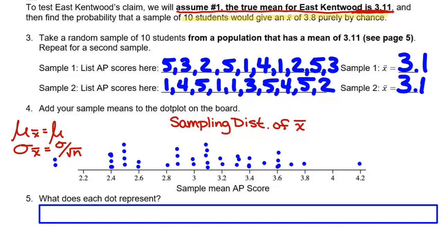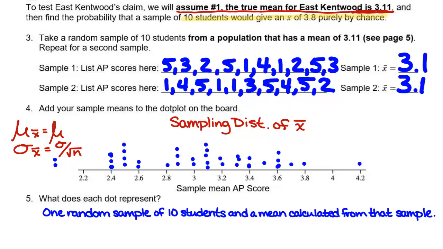What does each one of those dots up there represent? Not 10 samples, but you absolutely got the right idea. We have one sample of 10 students, and this is the average calculated from that sample. That's absolutely correct. One random sample of 10 students and a mean calculated from that sample.